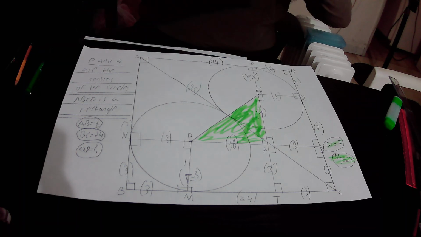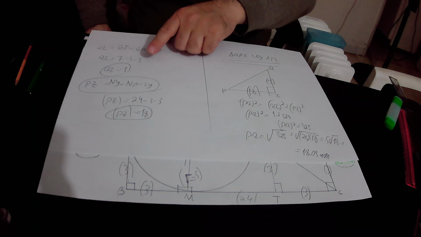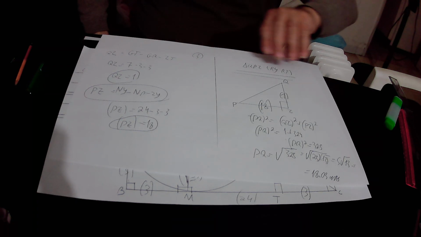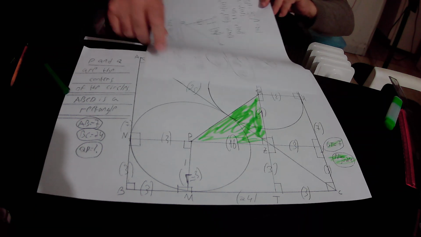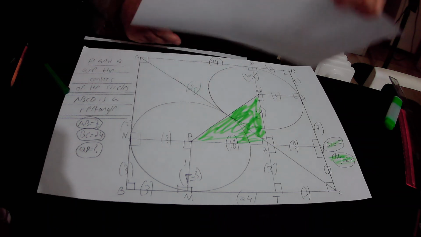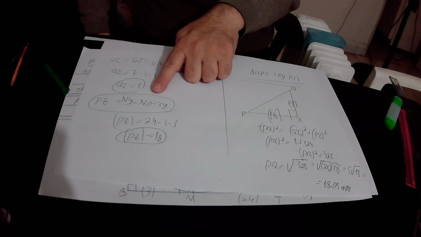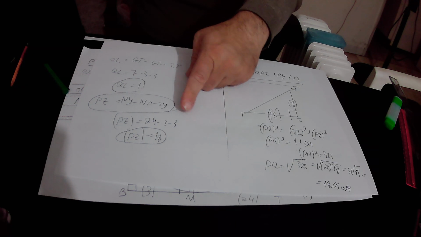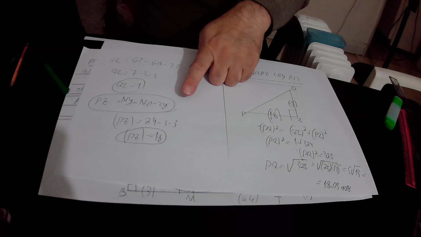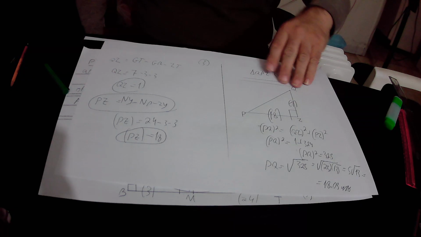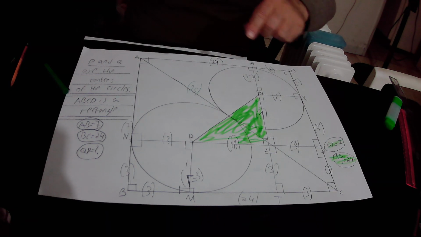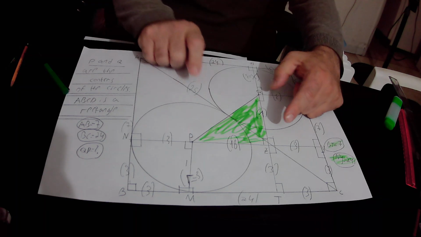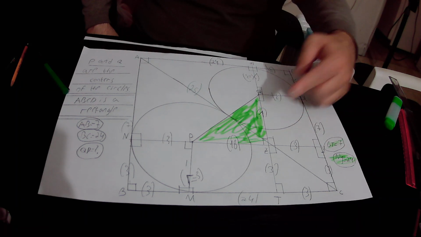Again, the missing side PZ equals NY minus NP minus ZY. So PZ, the missing side, equals NY, that is 24, minus NP, that is 3, minus YZ, that is also 3. So in total, PZ equals 24 minus 6, that is 18. So we found out that the missing side PZ equals 18 units in length, and we already found out that QZ equals 1 unit in length.